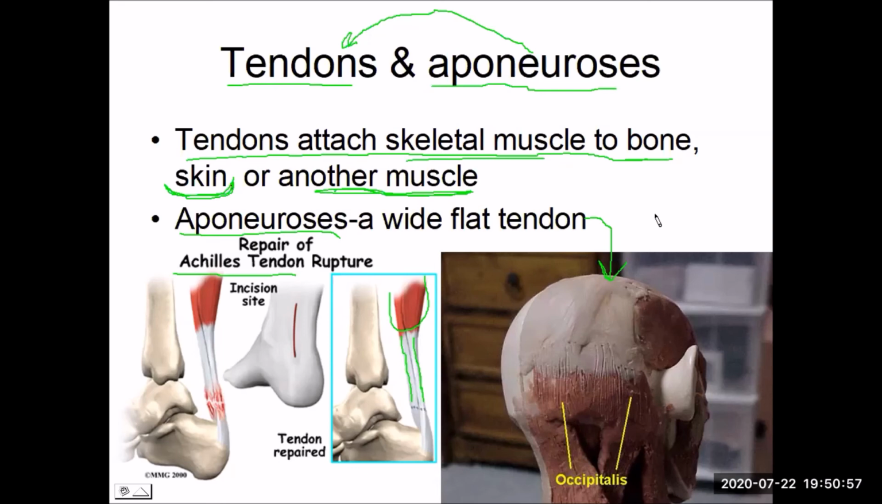We have these over the abdominal region, the anterior abdominal region, and the lower back has aponeuroses as well. And a great example is right here on the top of the head, and it has a similar function. You notice here, this occipitalis muscle connecting right to that particular aponeurosis structure.